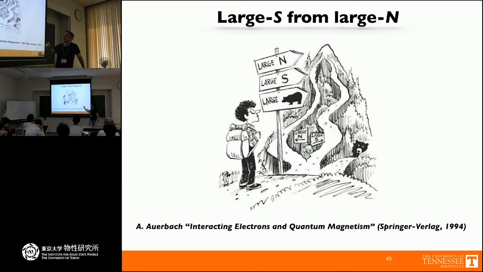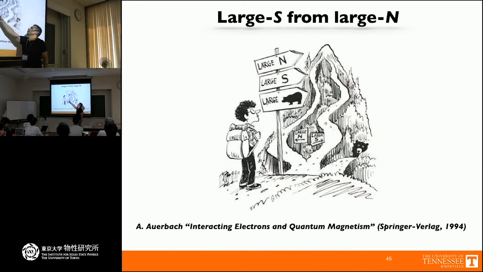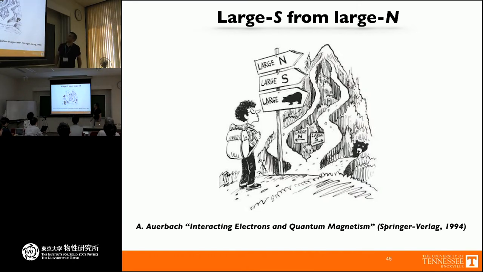So I would like to discuss only a final thing, which is very nicely illustrated by this picture. I don't know if you have opened this book, Interacting Electrons and Quantum Magnetism, by Arovas and Auerbach, very well known in our community. He has very nice drawings, and one of them is this one, where he's looking at these signs, large S, large N, and at least from the picture, it's clear that these two paths are connecting somewhere. But the question that you may ask is, how do you connect these two paths? What is needed? How do you recover the large S limit if you are using a large N approach? So where is this point that seems to be close to the sun?